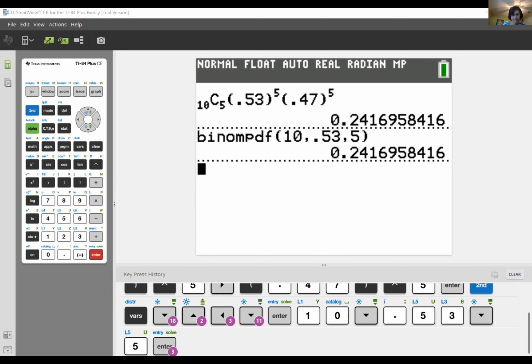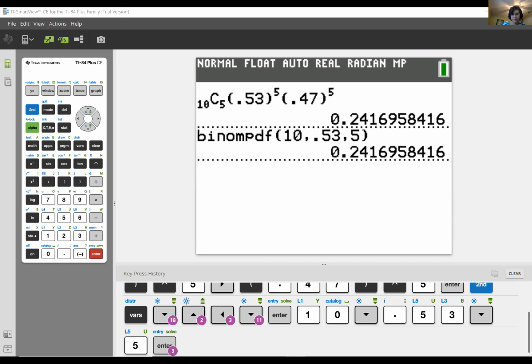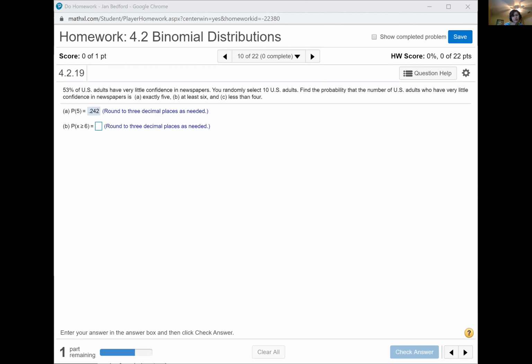Okay, so let's look at, no, I don't want that. I want, let's see. We'll go back to this. And now the next question says, what's the probability that x is greater than or equal to 6? Now, if x is greater than or equal to 6, that means I'm looking for what? 6, 7, 8, 9, 10. All right, so that would be the probability of 6, 7, 8, 9, 10.